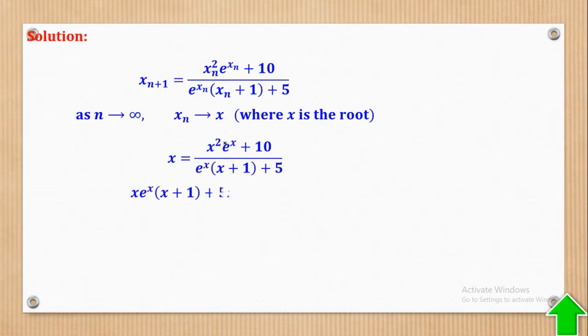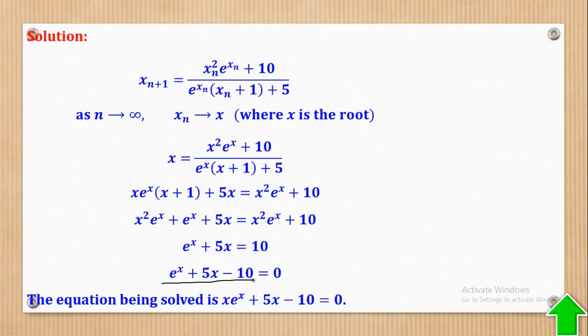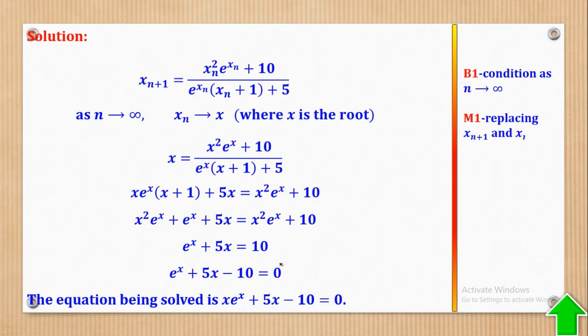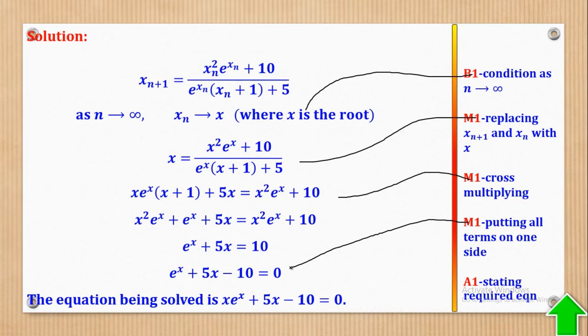Next is to cross multiply and collect like terms. So when I cross multiply, collect like terms, I'll come up with that. Put everything on one side, it will be that. Therefore, the function or the equation being solved is this. So basically, that's how you do such a question. So B1 for this condition, M1 for replacing, M1 for cross multiplying, M1 for putting all terms on one side and stating the equation.